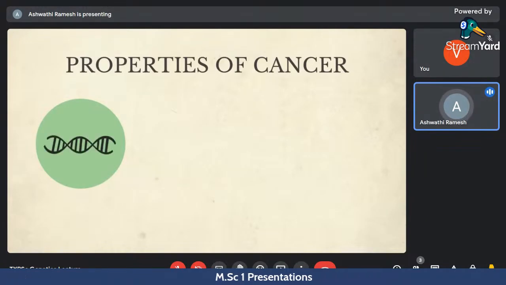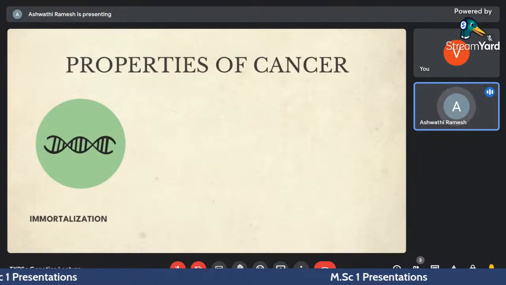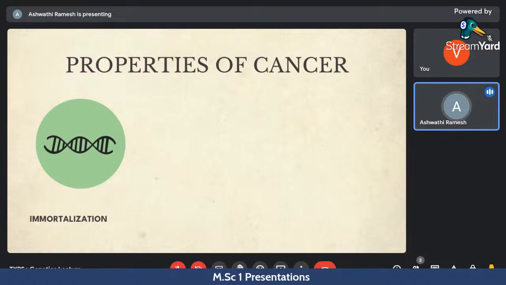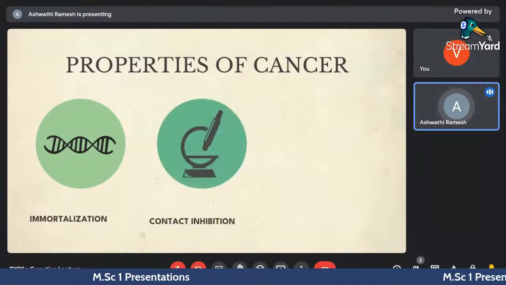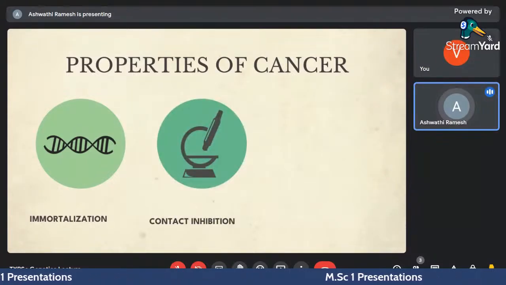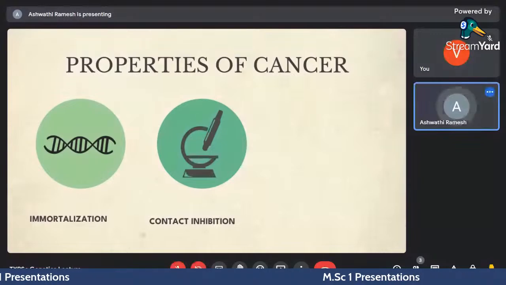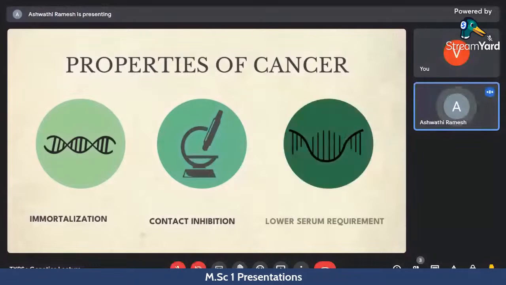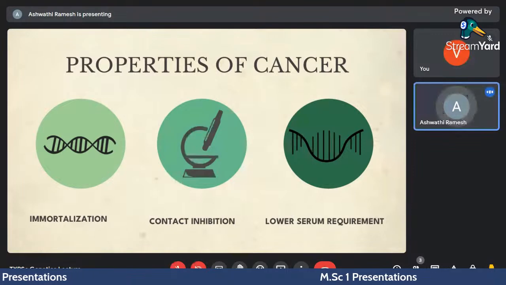The properties of cancer include immortalization. The cellular machine mainly responsible for extending telomeres is the protein telomerase, which is usually shut off but turned on in cancer. Contact inhibition is a process of arresting cell growth when cells come in contact with each other. As a result, cells stop proliferating when they form a monolayer in a culture dish. But cancer cells do not show contact inhibition. And then there is a lower serum requirement. There are many other properties of cancer cells as well.